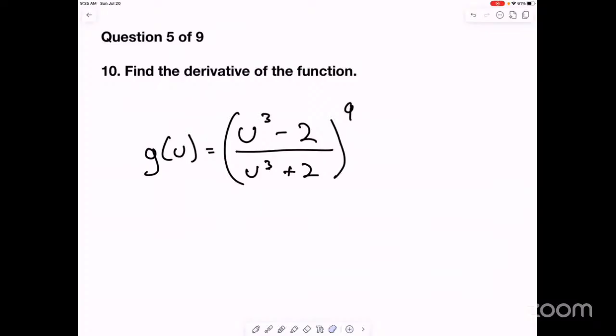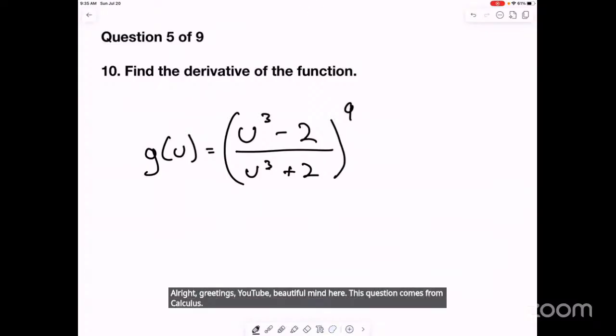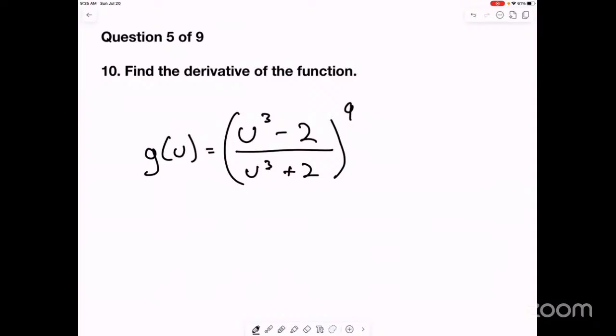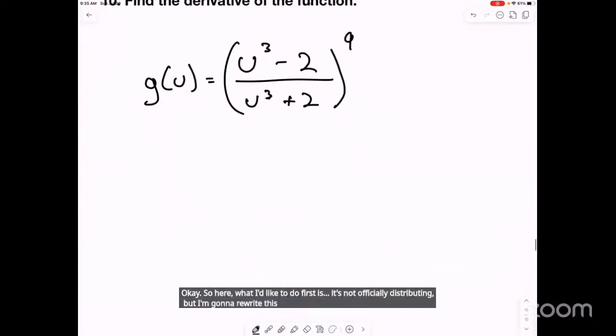All right. Greetings, YouTube. Beautiful mind here. This question comes from calculus. This is question 5 of a series of 9. First, we're asked to find the derivative of this function. Here, what I'd like to do first is, it's not officially distributing, but I'm going to rewrite this in the following way.